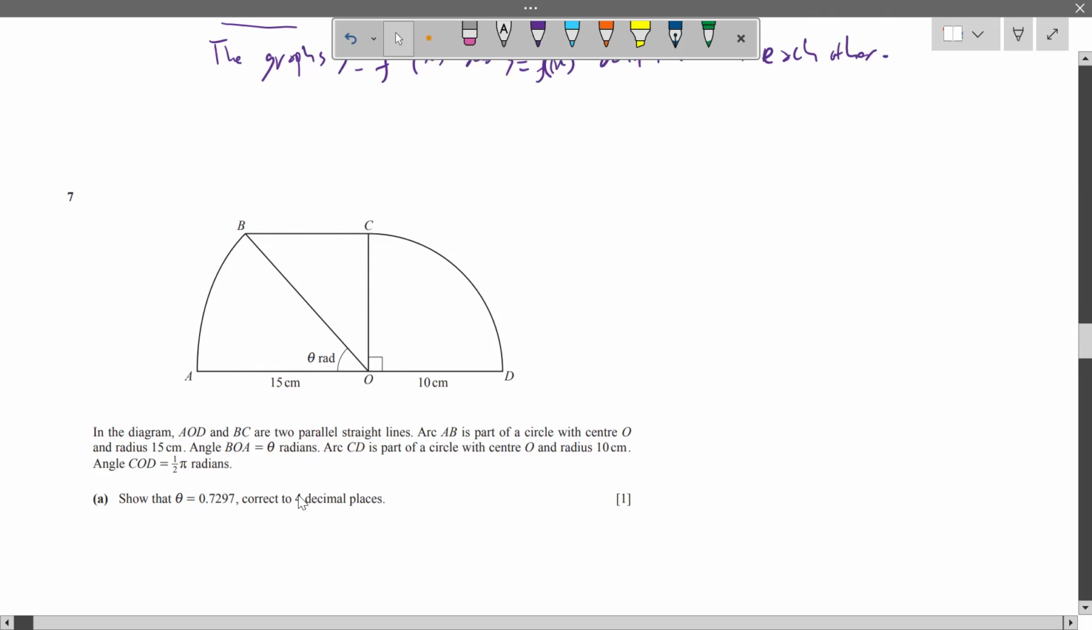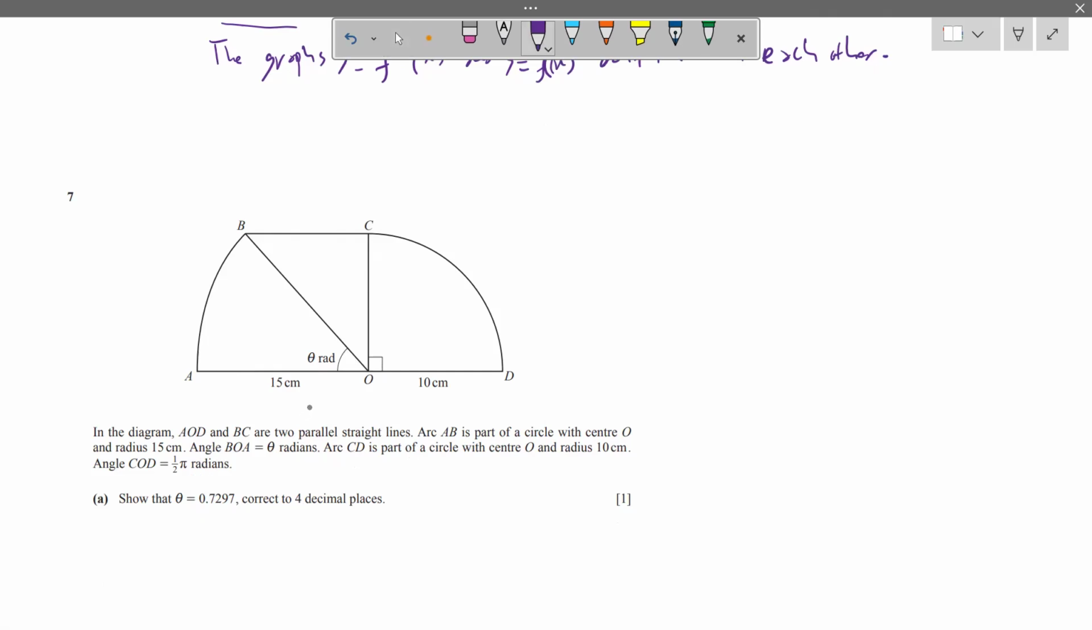Okay, so let's take a look at the facts that we have. AOD and BC are two parallel straight lines. That means AOD here is parallel to BC. And notice that CO is perpendicular to AOD. That means CB should also be perpendicular to CO. Meaning this triangle, BOC, is a right triangle.